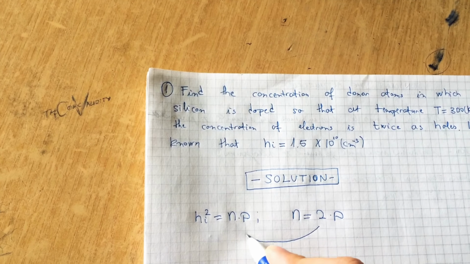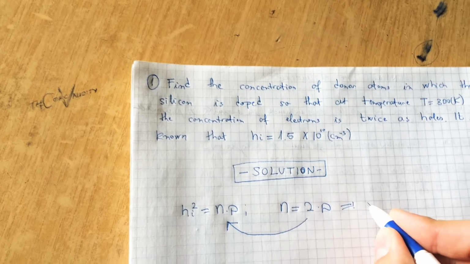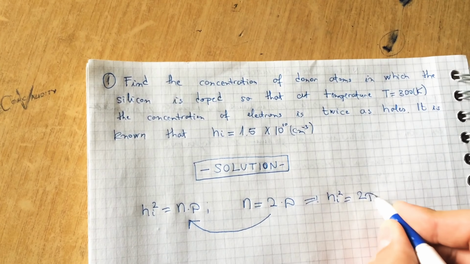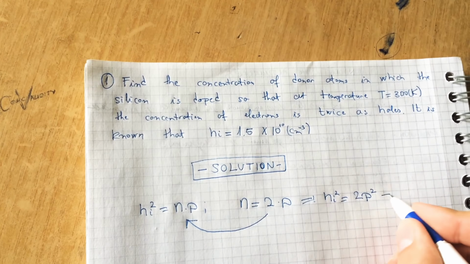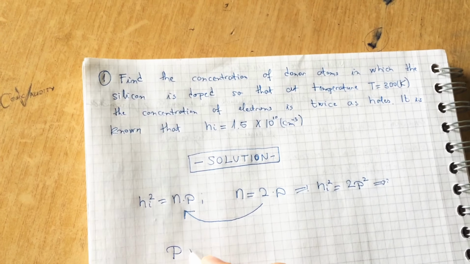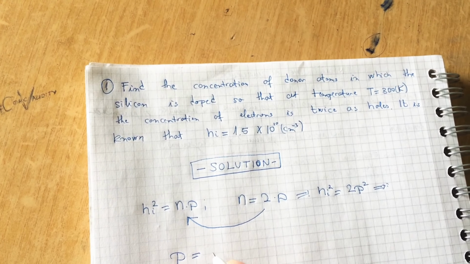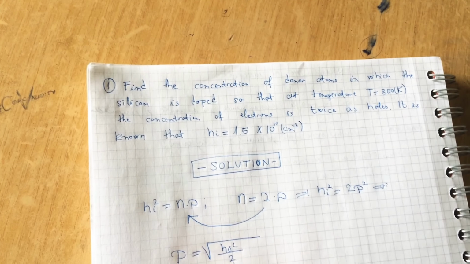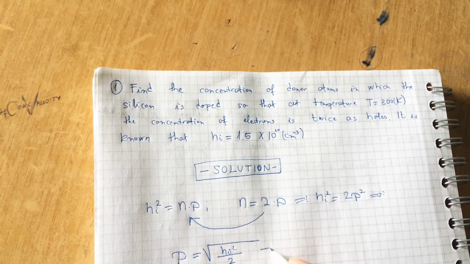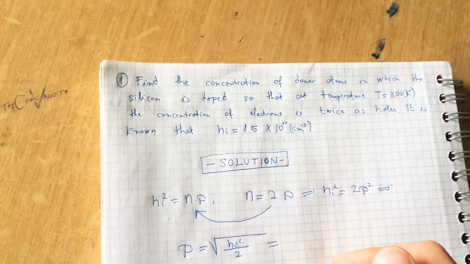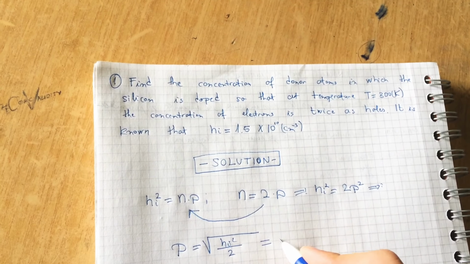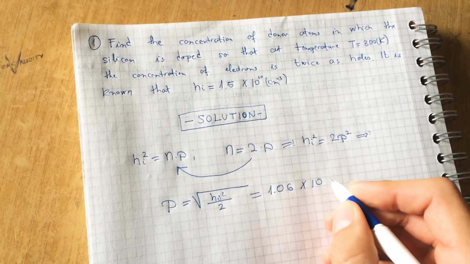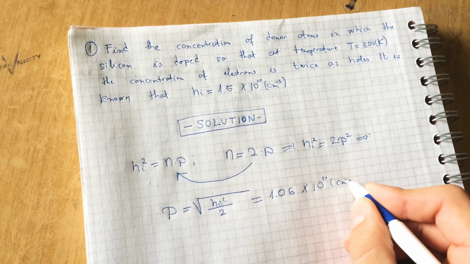If we substitute N here, we get Ni squared equals 2P squared, and from here we can find that P equals the square root of Ni squared over 2, and if we substitute the value of Ni, we can find that P equals 1.06 times 10 to the power of 10 per centimeter cube.